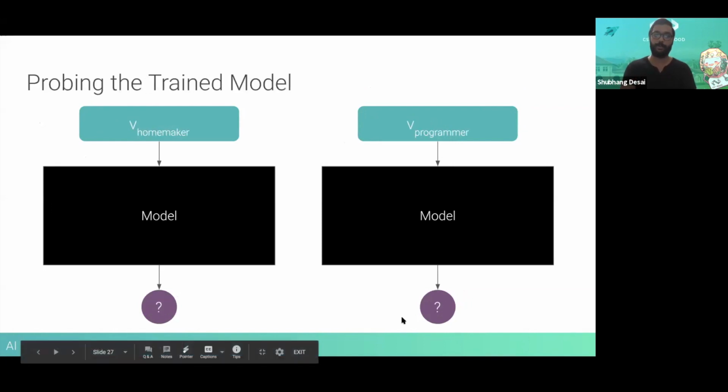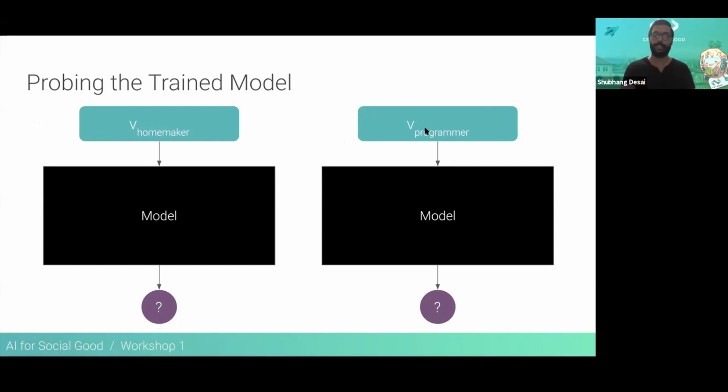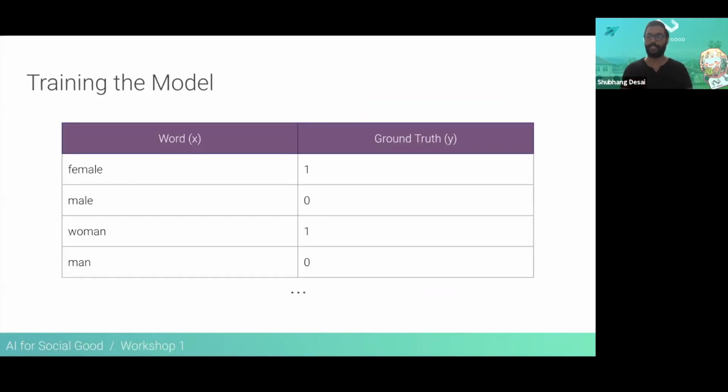Then we can probe our model and see what y hat it gives for homemaker and programmer, et cetera. We're only going to train our model on words where we have an appropriate association with gender, like female, male, woman, man, where we know it's okay for it to be associated with a certain gender, and we know the answer. This is called the ground truth, or y. So we know that female should be 1, male should be 0, woman should be 1, man should be 0, boy, girl, et cetera. We're not going to train our model on anything else, just these words. And then we're going to see what happens for these occupations and that sort of thing.